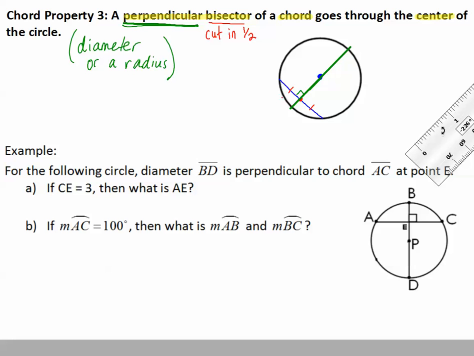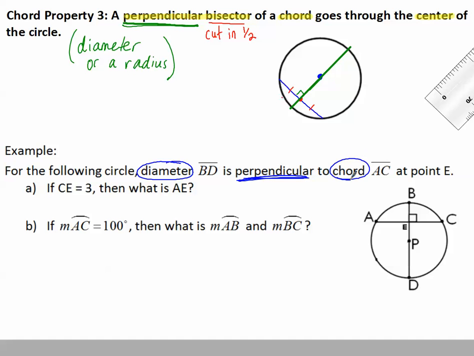How can we apply that? Let's take a look. The following circle, diameter BD, is perpendicular to chord AC at point E. So first thing, I saw a diameter. They talked about a diameter perpendicular to a chord. If the diameter is going to be perpendicular to a chord, we know it has to bisect the chord. And then applying a property we used earlier, if this segment is congruent to this segment, then this arc is congruent to this arc. Mark what we know.